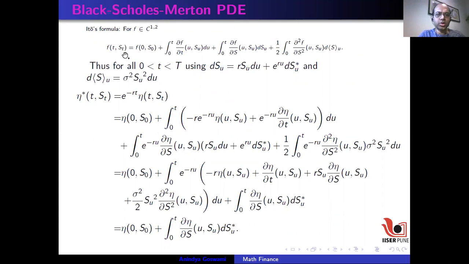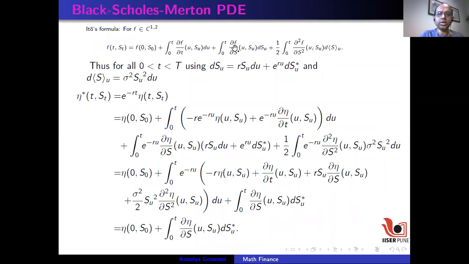So just a quick recall: if it is a function of two variables, f of t, s, then you can write down Ito's formula. f of 0 is 0 plus the integral from 0 to t of del f del t du, and then del f del s dS_u. So when I write del f del t, I mean that f is differentiated partially with respect to the first variable and evaluated at u, S_u.